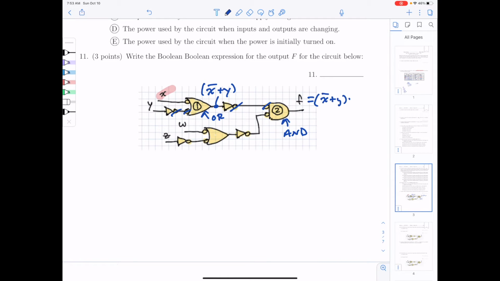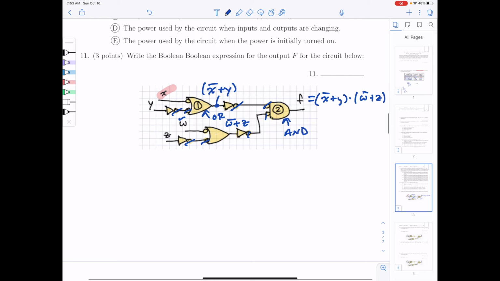All right, so in the next input, I have W. W hits an inverter, so that would be W bar. The shape is OR. The bubbles cancel on the Z. So this would be W bar or Z. The bubbles cancel here. This goes through the AND gate as W bar or Z. All right, so that's my answer. It's X bar or Y ANDed with W bar or Z. And that's what I wanted.